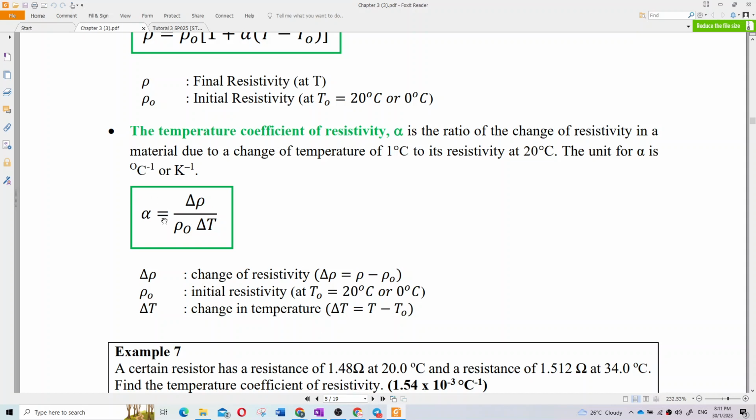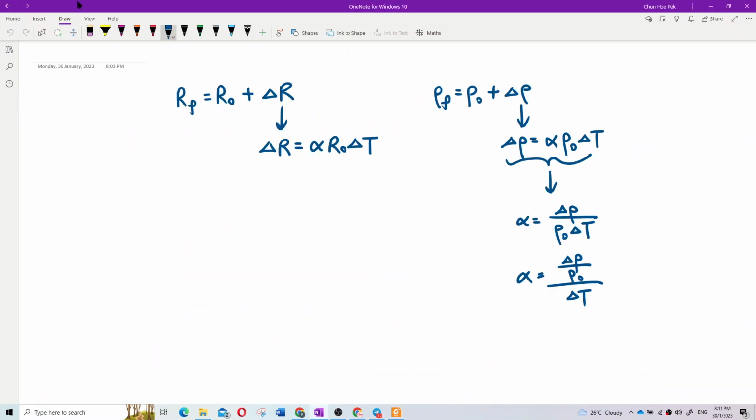Yeah, based on this, the ratio is a ratio. It's a ratio of change of resistivity due to change of temperature to the resistivity at 20 degrees Celsius. So what it means here is, this R naught is actually the resistivity at T naught, which is equal to 20 degrees Celsius.